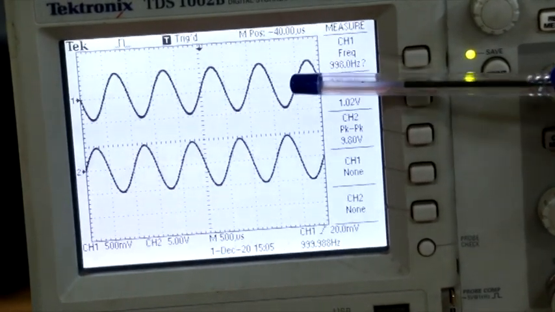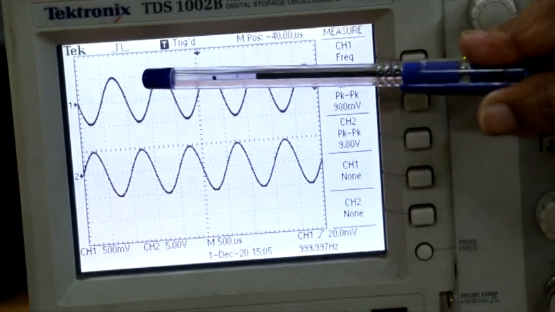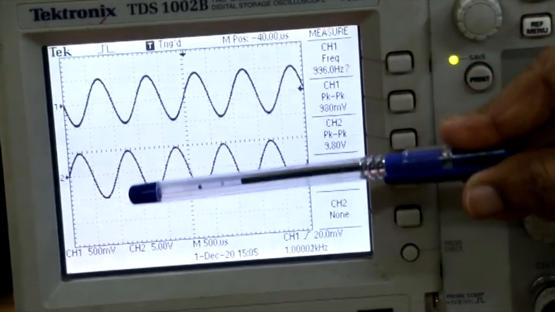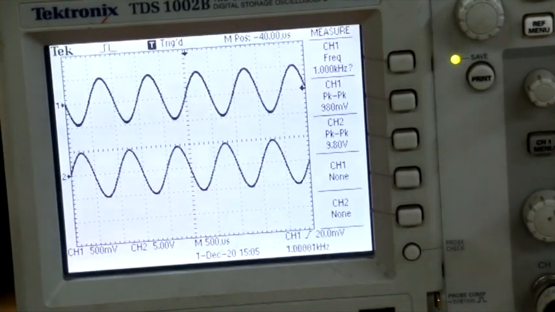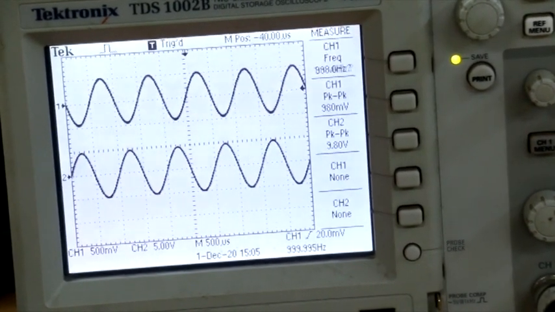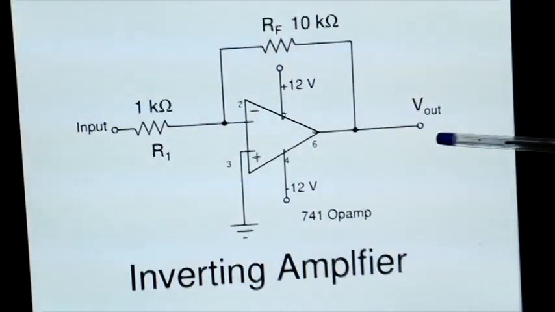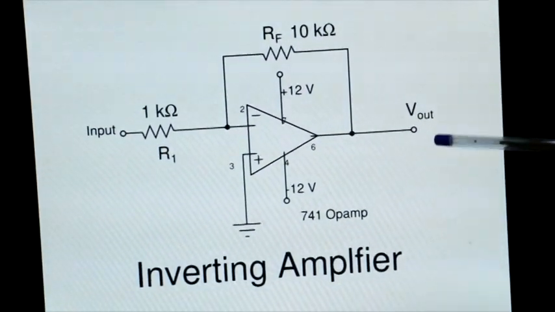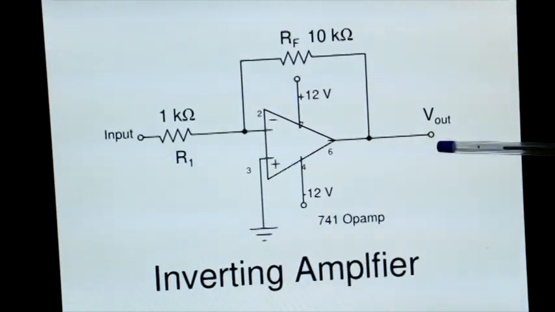Look carefully at the phase. You can see that when the input is on the positive peak, the output is at the negative peak. And you can see therefore there is a phase difference of 180 degrees. That's why it's called an inverting amplifier. Let's look at the inverting amplifier and see where you generally use this. Why do you need an inverting amplifier and a non-inverting amplifier?